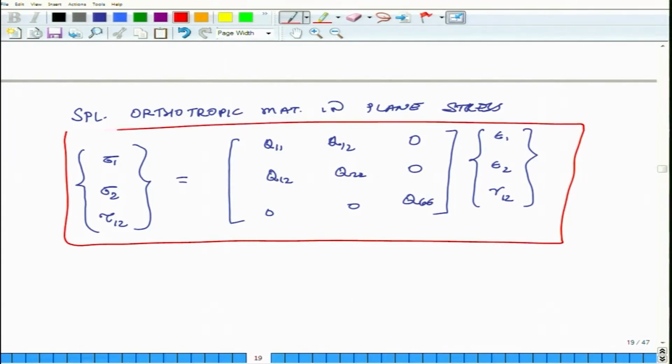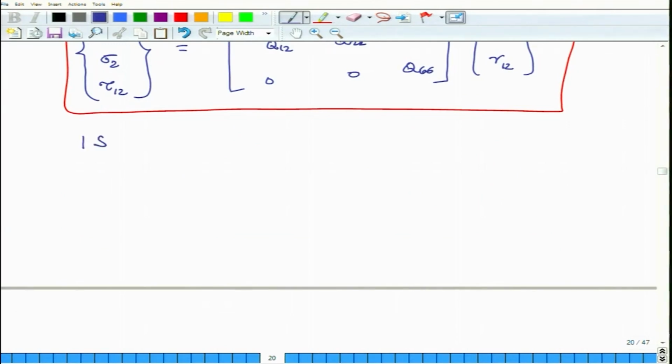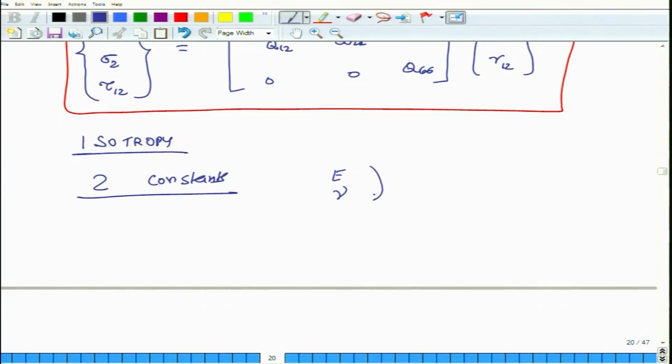Okay. And then finally, for isotropy, we have 2 constants, and we will not discuss this because we are short on time and the focus of this course is on orthotropic materials. In general E and mu are considered as 2 independent constants. All other constants, shear modulus, bulk modulus can be expressed in terms of E and mu.